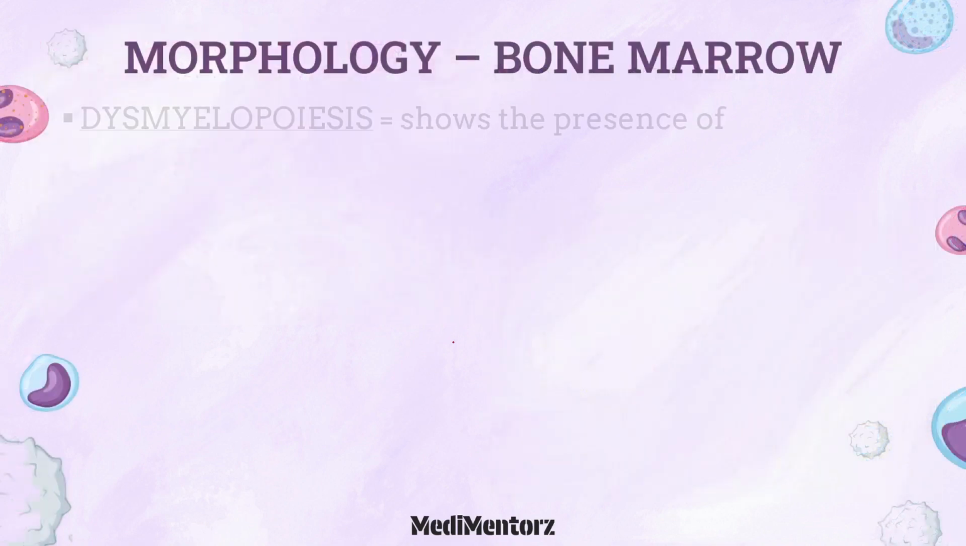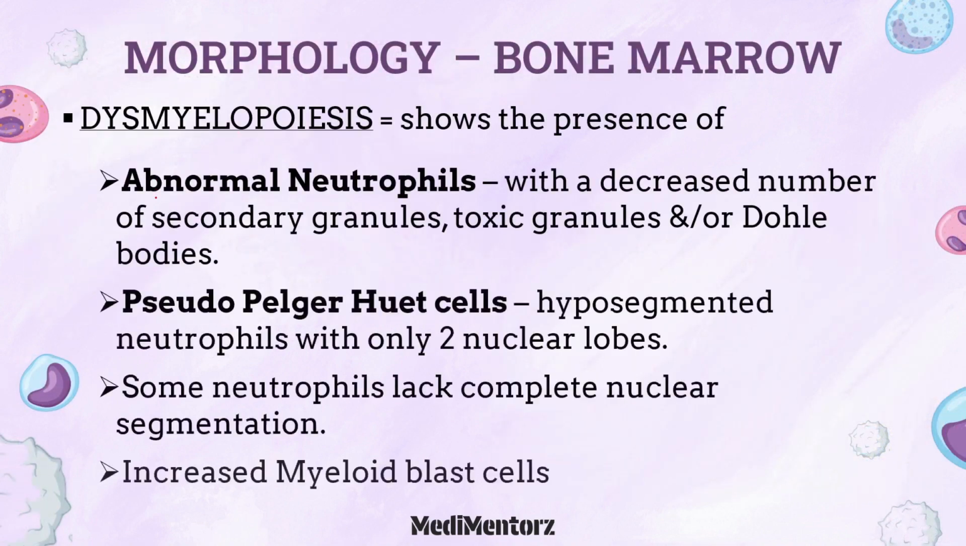Next, features of dysmyelopoiesis include presence of abnormal neutrophils with decreased number of secondary granules, toxic granules, and or Dohle bodies. And the characteristic finding of dysmyelopoiesis is the pseudo-Pelger-Huet cells. So these pseudo-Pelger-Huet cells are nothing but the hyposegmented neutrophils with only two nuclear lobes. And some neutrophils may also lack complete nuclear segmentation. And the peripheral blood picture in dysmyelopoiesis may also show increased number of myeloid blast cells.